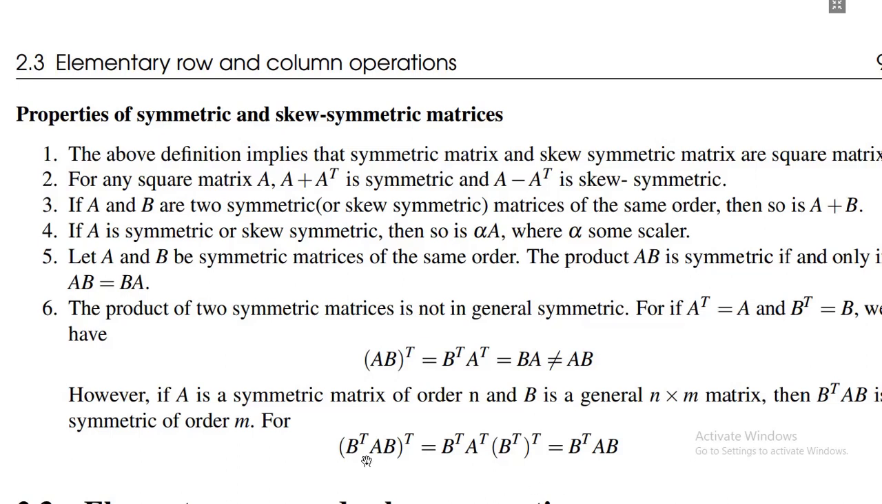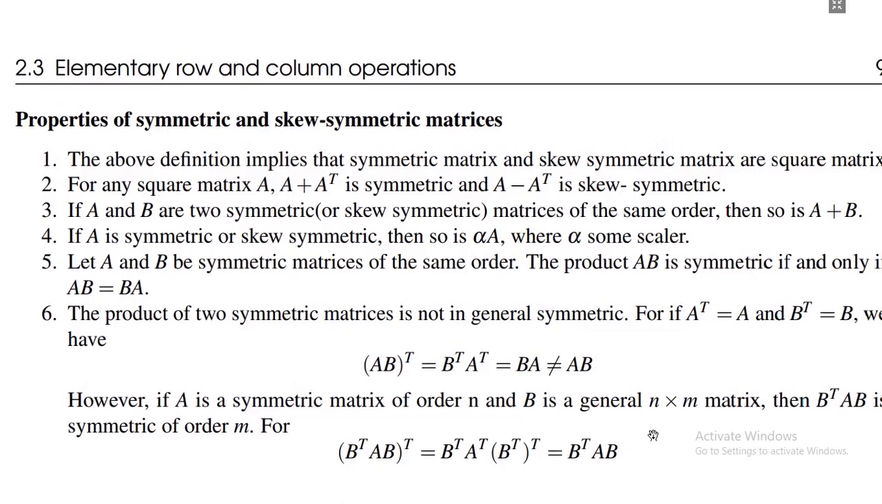That means for B transpose AB, the whole transpose is B transpose times A transpose times B transpose transpose. Since B transpose transpose is B, therefore we have B transpose times, since matrix A is symmetric, A transpose is the same as A, therefore we have B transpose times A times B.